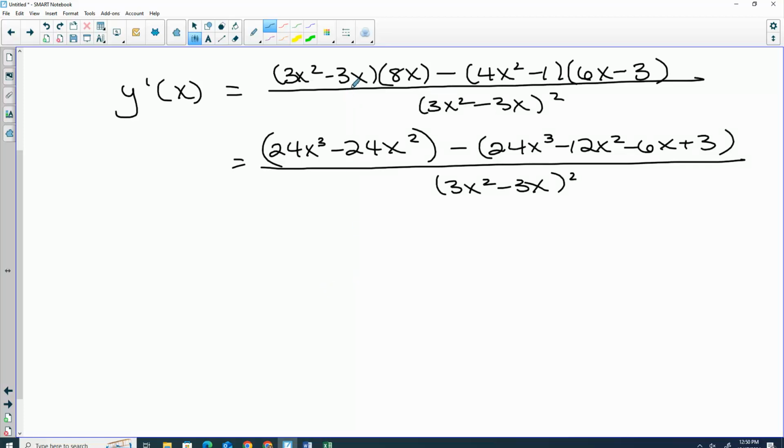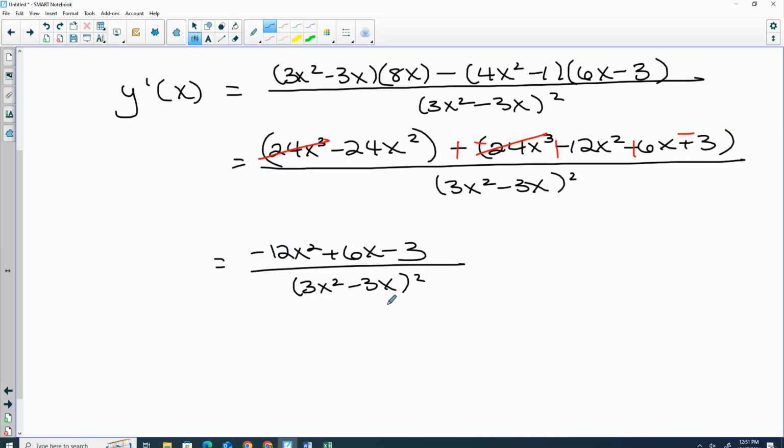What would we do now? Cancel. So if I distribute this negative, negative 24x cubed and positive 24x cubed cancel. Negative 24x squared plus 12x squared is negative 12x squared, plus 6x minus 3. Okay, technically, we can simplify this.